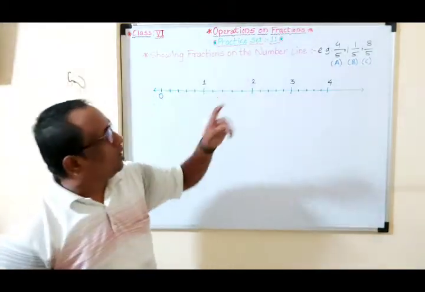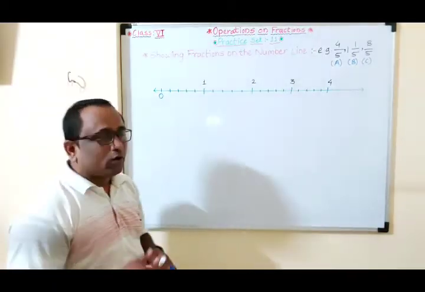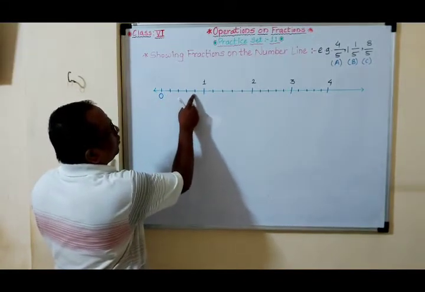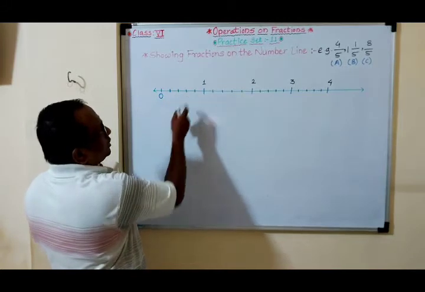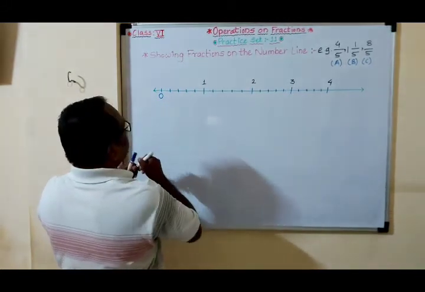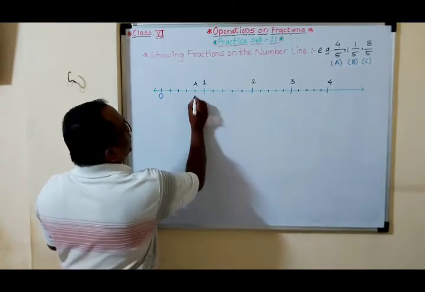Now first we have to show 4 upon 5. Look here, 4 upon 5 from 0: 1, 2, 3, 4. Out of these 5 parts, 4 is here. So we got our A, and we write the fraction here, 4 upon 5.